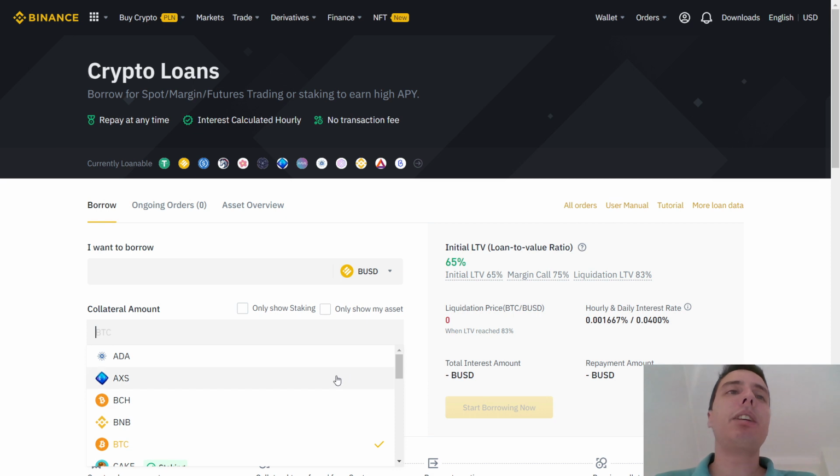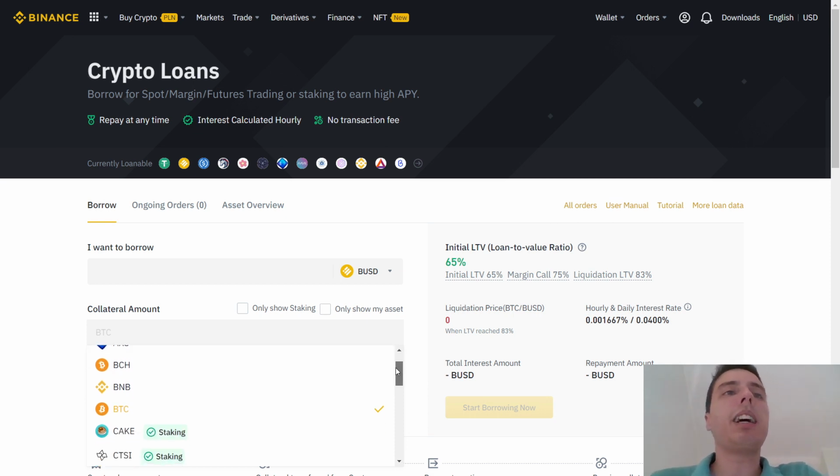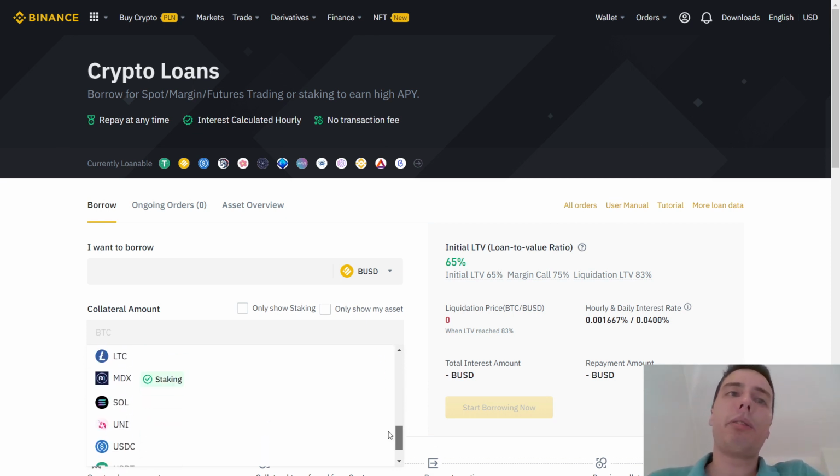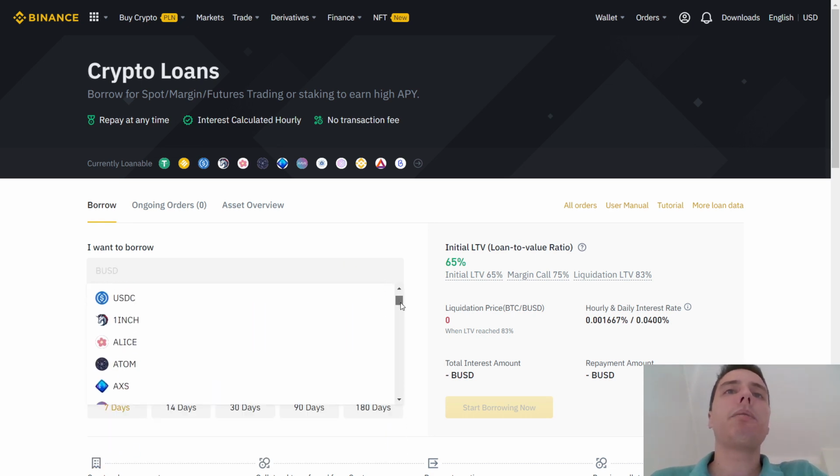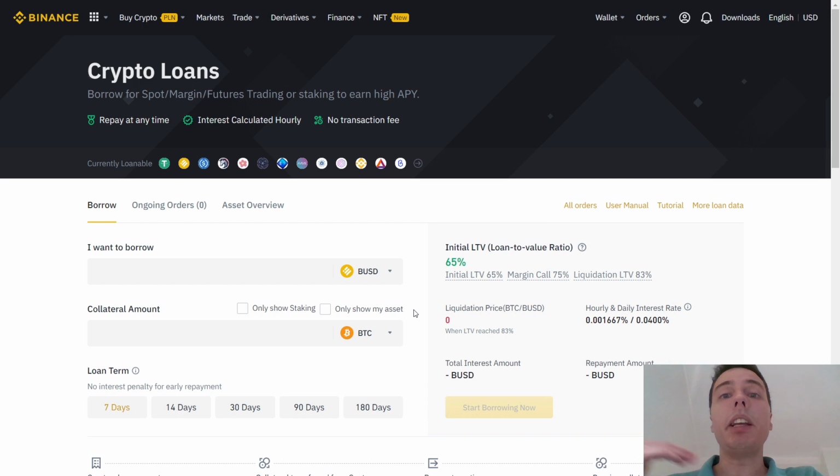And if you click here, you can see all the different cryptos that are accepted as collateral. So you have all these options, and to borrow, you have even more options. But the interest rate is not that high. So depending on your specific situation, it might be worthwhile to do something like this, as long as you plan and you read first and you understand exactly how it works.